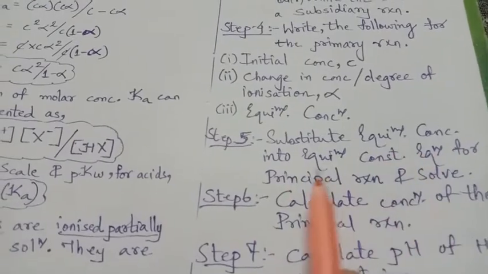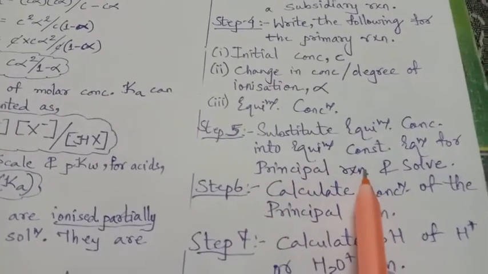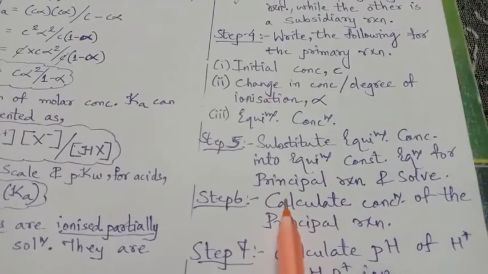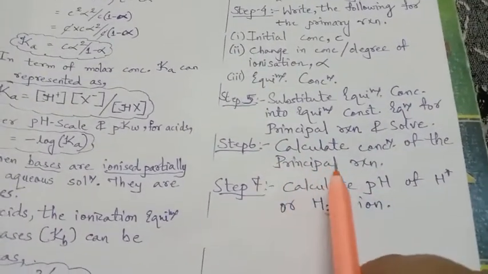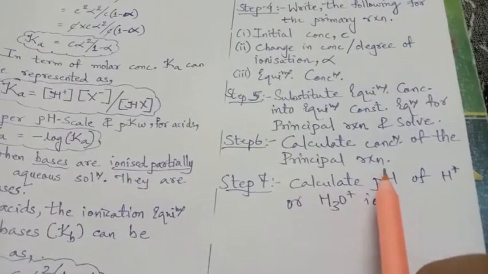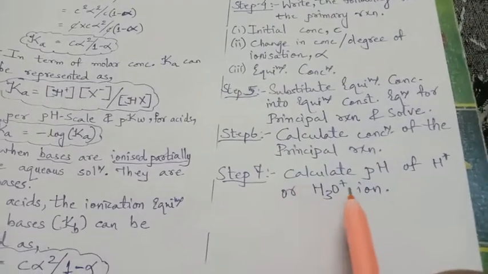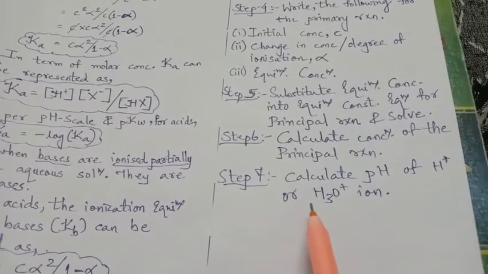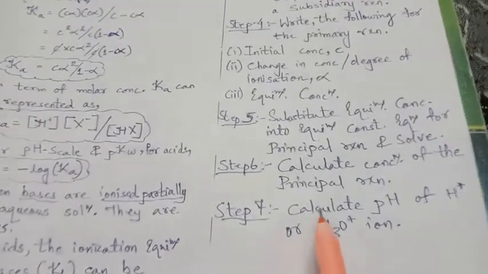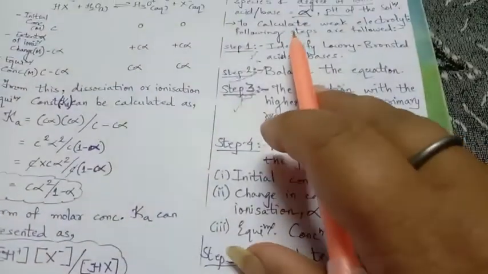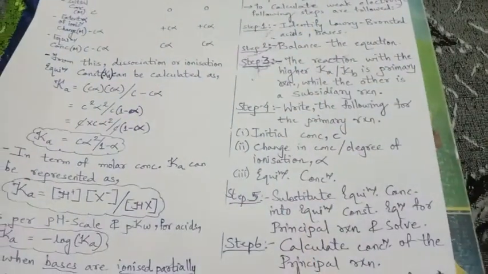And the next is to substitute the equilibrium concentrations into the equilibrium constant for the primary reaction and solve it. Sixth step is to calculate the concentration of the principal reaction and finally calculate the pH of the hydronium ion of the respective compound. Now when we see these steps, we feel that 7 steps are to be followed.